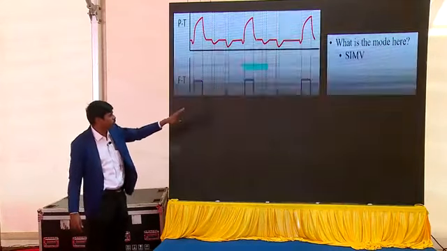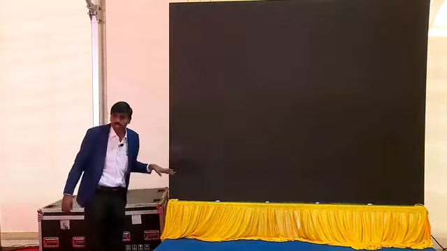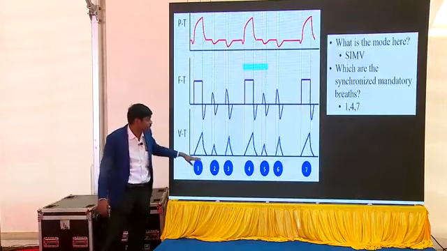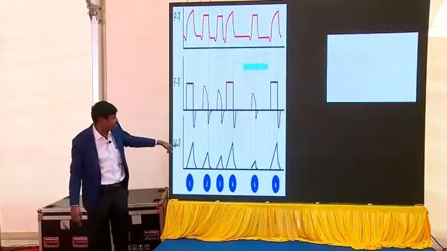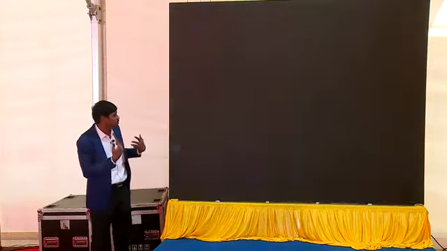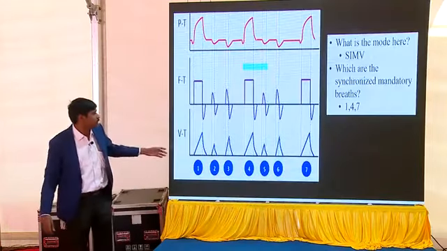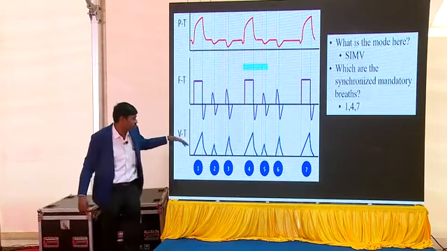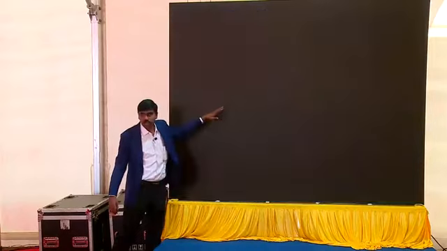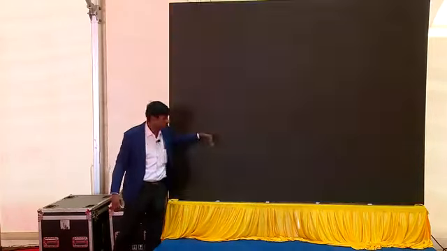Okay, next. Which are the synchronized breaths here? Now you have numbers here also, 1, 2, 3, 4. These are the breath numbers. So which are all the synchronized breaths here? Synchronized breaths are 1, 4, and 7. You find that you're achieving the right volume, and at the right time.